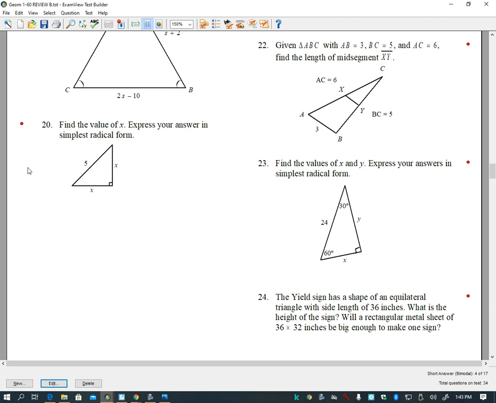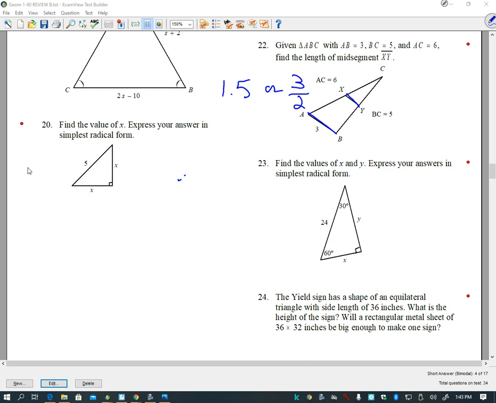Okay. All right, here. 22, given that triangle ABC, it says AB is 3, BC is 5, it puts all that in there. It says find the length of the mid segment. Well, here's the thing, if we're just looking for XY, the mid segment is always half the length of the side across from it. What's half of 3? 1.5 or 3/2. It's literally all I need to do.